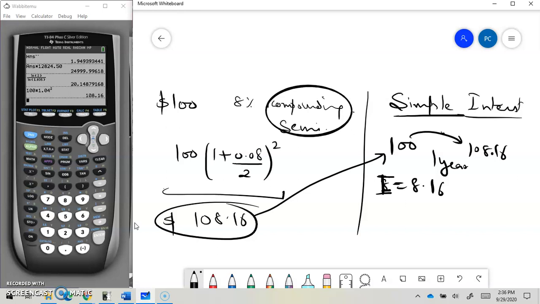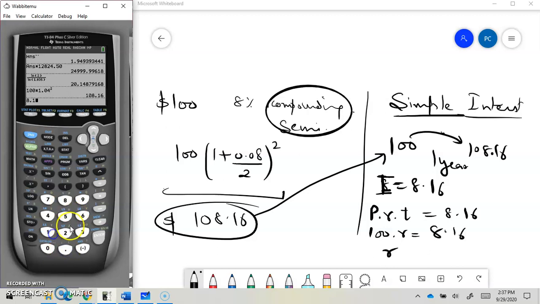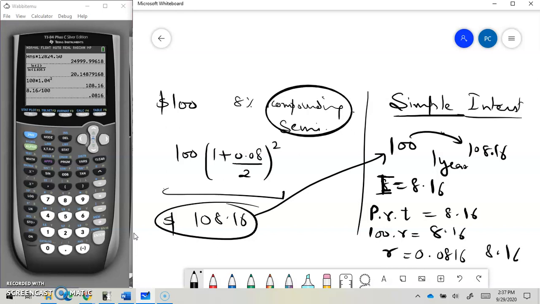And what is the formula for I? Principal times R times T is 8.16. So 100 times R is equal to 8.16. R will be 8.16 divided by 100. So that is what? 0.0816. That means 8.16%. Now that is different from the 8% compound interest.